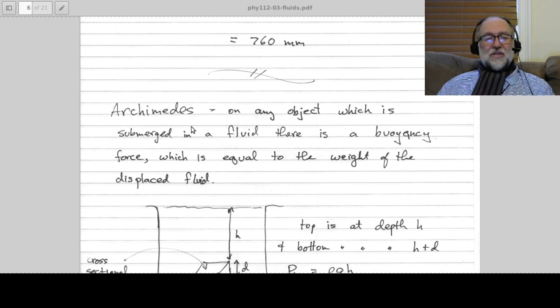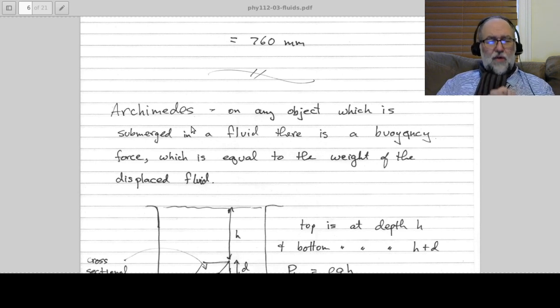And the story goes that Archimedes figured this out when he was taking a bath. He's in his bath, and he says, I weigh less in the bath than I do in air. That's what gave him the idea, and then he ran through the streets of Syracuse yelling Eureka. So there's the story of Archimedes' principle. But generally, what Archimedes' principle says is that whenever an object is submerged in a fluid, there's a buoyancy force, a force which tends to lift the object up. And the size of that force is equal to the weight of the displaced fluid.